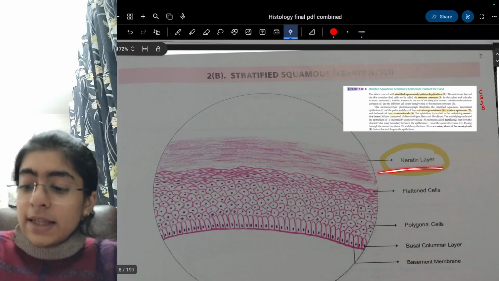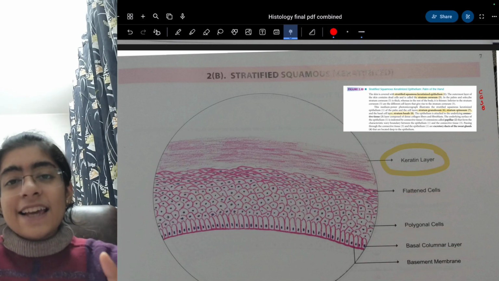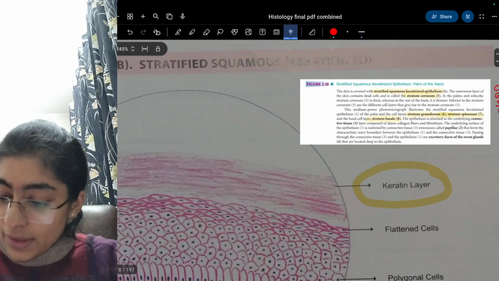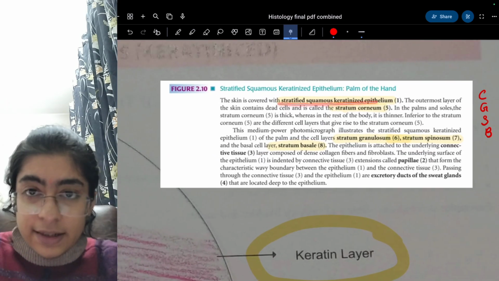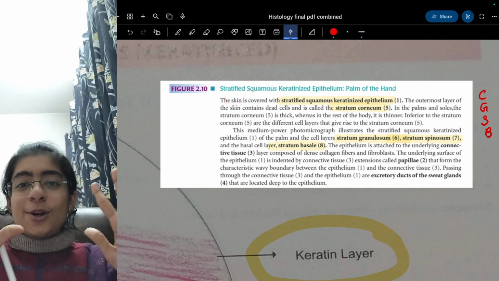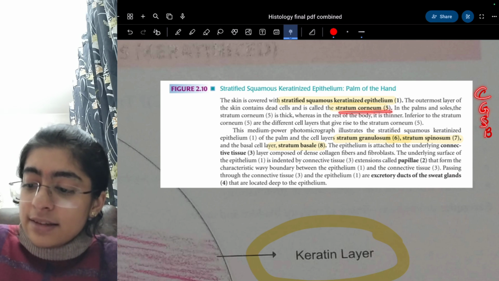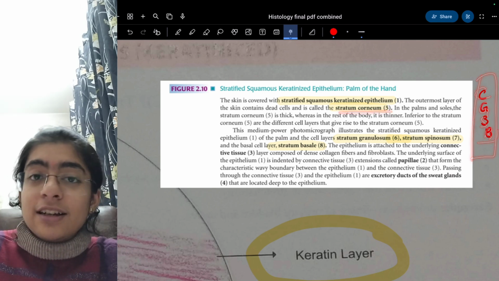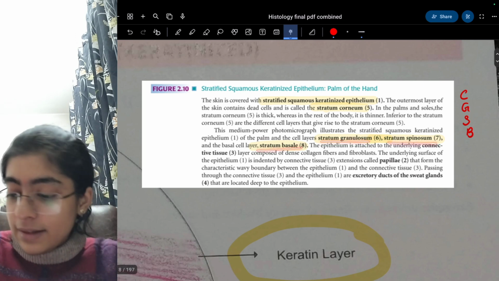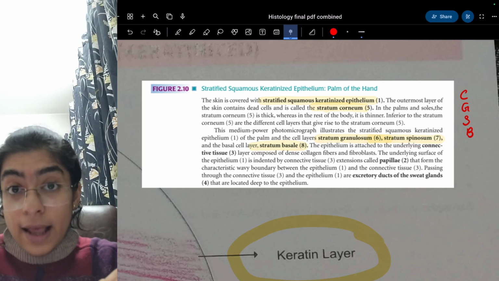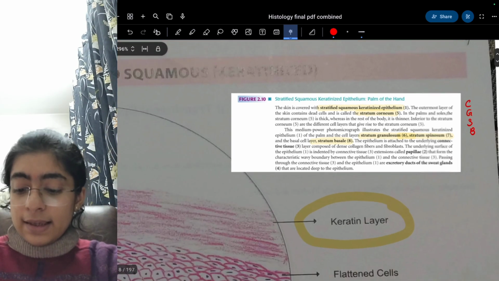Moving on to the diagram: keratin layer, flattened cells, polygonal cells, basal columnar cells, basement membrane. In the diagram there is only one difference, the keratin layer. And from the text, the skin is covered with stratified squamous keratinized epithelium, and the stratum corneum is there. So CGSB: you can make a mnemonic and put it in the comment box if you know any. Stratum granulosum, spinosum and basale are there, and basale is mitotically active, producing cells at the highest rate.